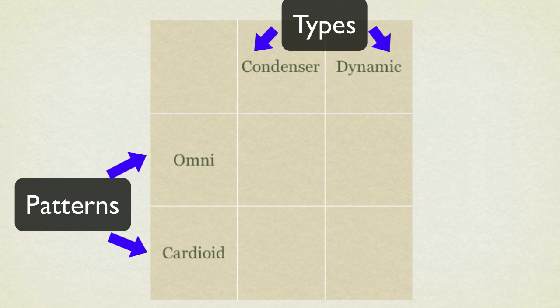Now, you could have an omnidirectional condenser mic, an omnidirectional dynamic mic, a cardioid condenser mic, or a cardioid dynamic mic. All those are possible. The type and pattern are two different things, and they don't affect each other for the most part.